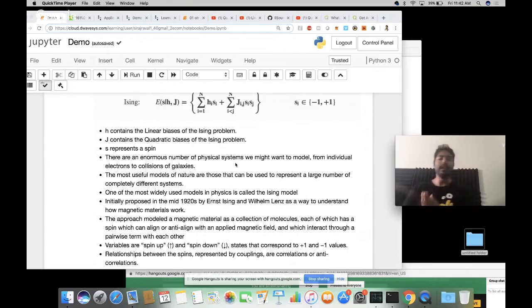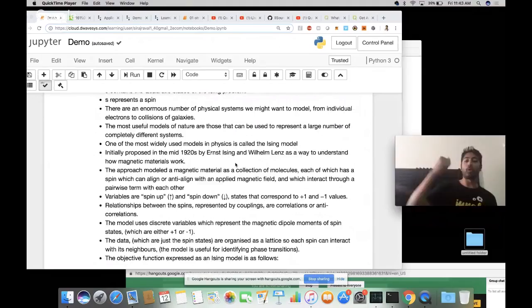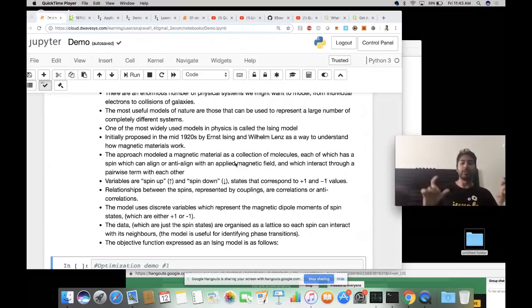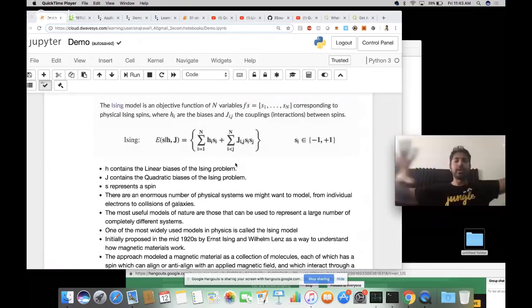Variables represent spin up or spin down states that correspond to plus one or minus one values. These are a result of the electromagnetic activity of two particles. It uses discrete variables to represent the magnetic dipole moments of spin states, which are either plus one or minus one. The data, which are just the spin states, are organized as a lattice, so each spin can interact with its neighbors. This equation then represents the state of that phase transition, and it is a process from quantum mechanics because it's dealing with the subatomic level.